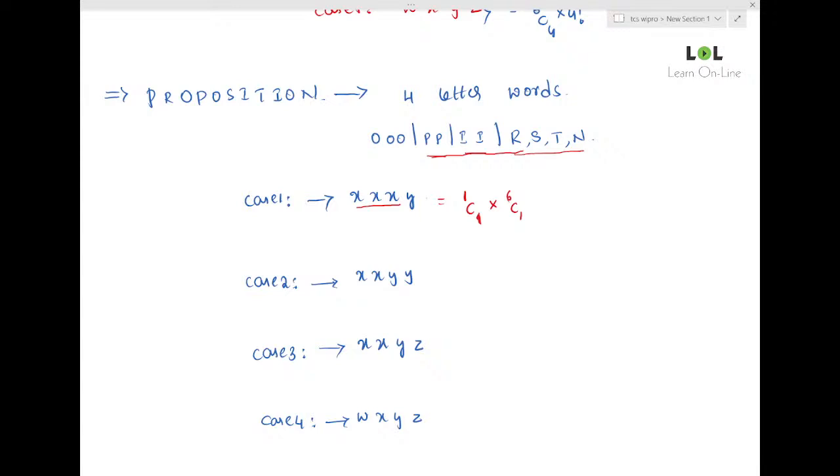Now, totally how many letters did we select now? You tell me. One triplet, one single. Means how many letters are selected? No, no, no, no. How many letters? Wrong. One triplet, one single, 4 letters. In triplet, 3 letters are there. In single, 1 letter is there. Now, selections are done. Arrangement. How do I arrange these 4 letters? Anyone?